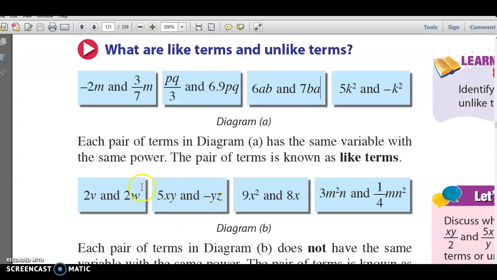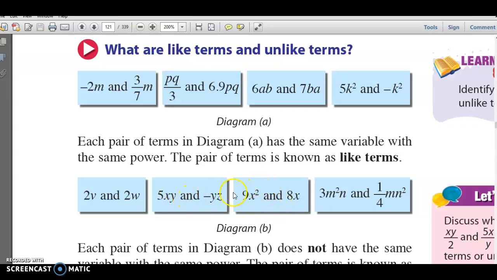Now this one over here, xy and yz. As I told you before, don't look at the sign of negative and positive, don't look at the number, but look at the variables. We can see that xy and yz have different letters. Here is xy, here yz. Even though they have the same y, one doesn't have x and the other doesn't have z. So that's why we say that this is unlike terms.